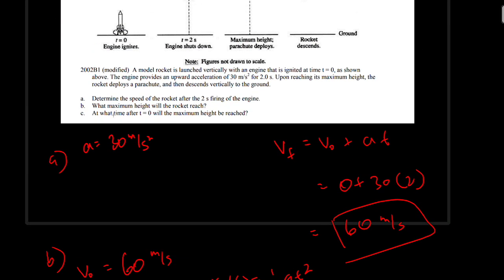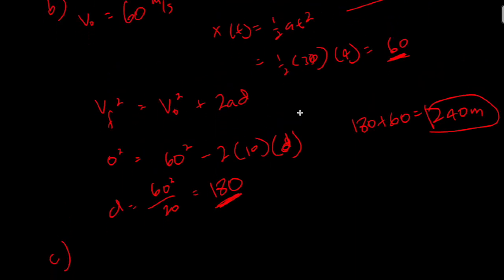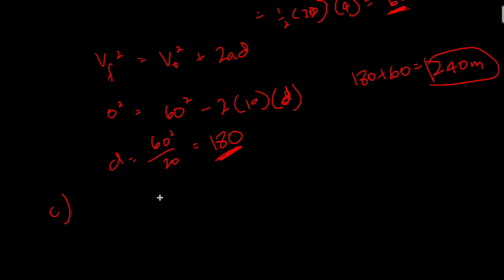And then part C says, at what time after t equals 0 will the maximum height be reached? Basically, we know that the first 2 seconds cover the first 60 meters, and then the last some seconds cover the last 180. So we can just use a regular velocity equation for this. We know that V final is equal to V naught plus AT, and in this case, V final is just going to be 0. We're going to find the period of time from after 2 seconds to the end. So it's going to be 0 is equal to 60 minus, because of gravity, 10 times t. Solving for t, we get t is equal to 6.